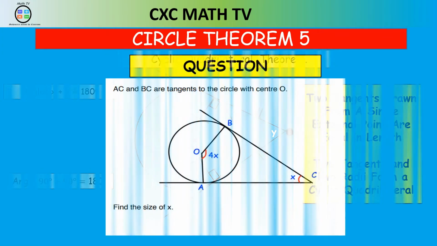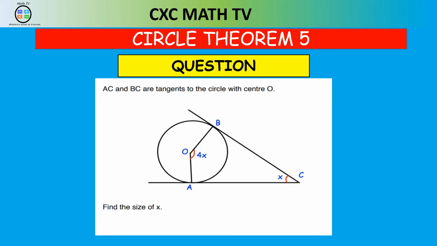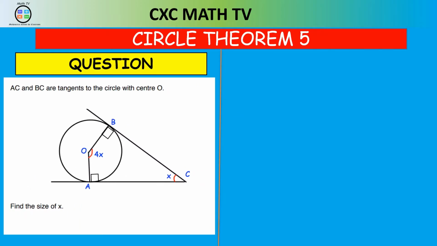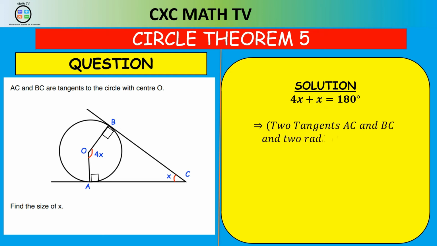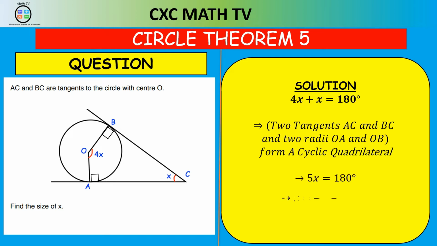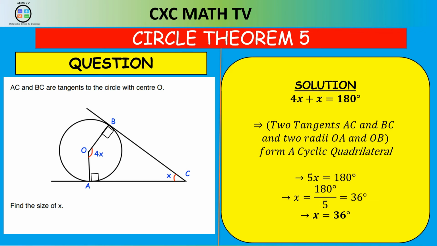And so let's look at an example right here. It says AC and BC are tangents to the circle with the center being O. Find the size of angle X. Now we know that 4x plus x is 180 because two tangents AC and BC and two radii OA and OB form a cyclic quadrilateral. So 5x is 180. So we divide both sides by 5 and x is 36 degrees. So x is 36. Easy.